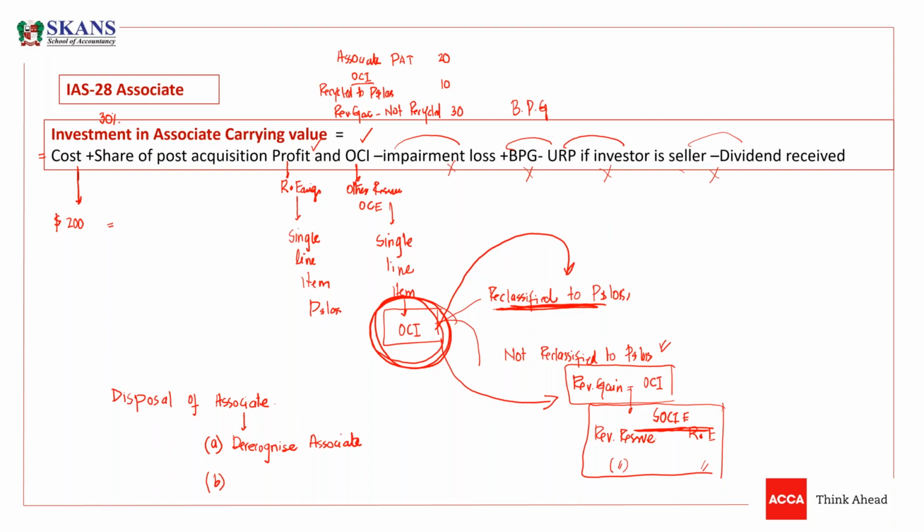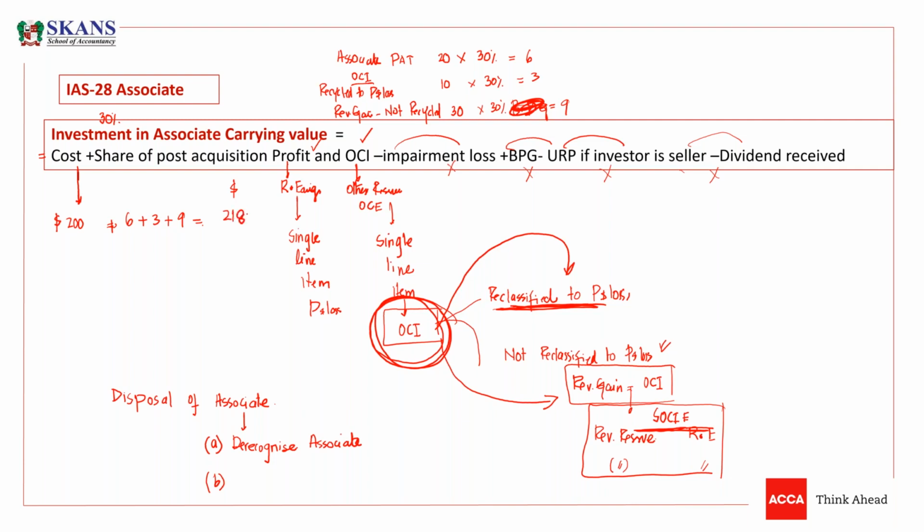Now what we need to do in cost, we need to add all these points. So we'll pick 20 into 30%. We'll take 30% share of this 20, it will give me 6. We'll take 30% of 10, it will give me 3, and we will take 30% of this 30 as well. So it will give me exactly 9. So I'm going to write this 6, 3, and 9. And now my carrying value of investment would be 218.